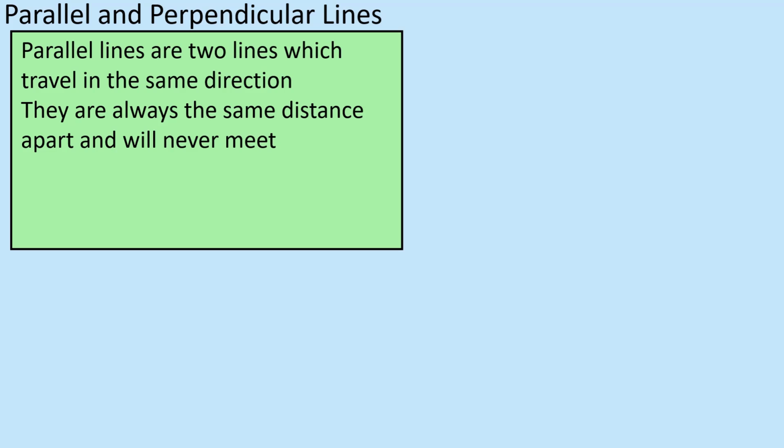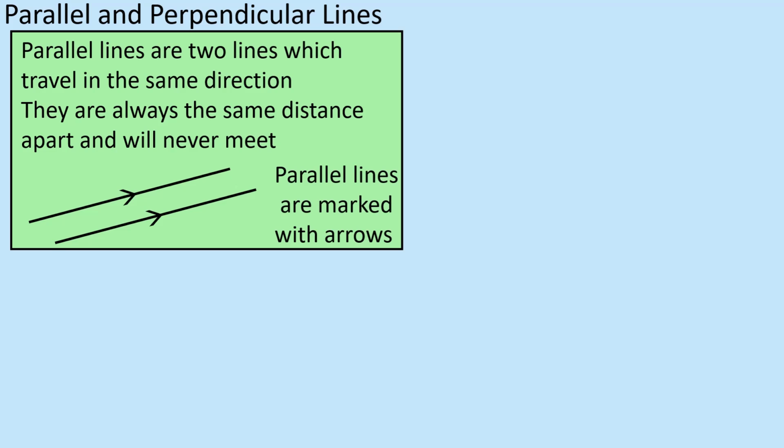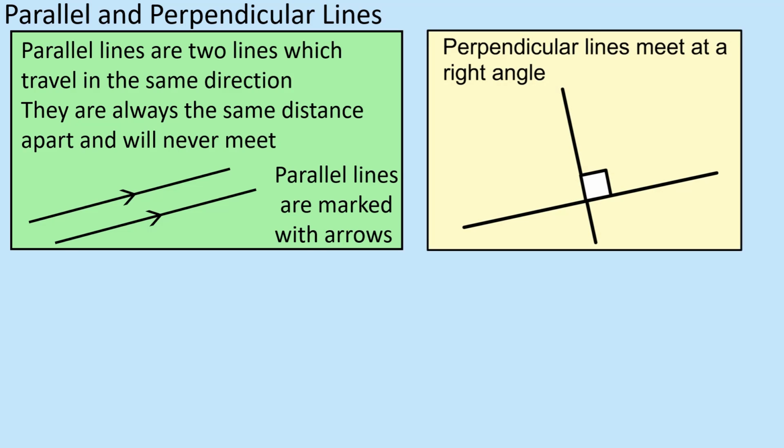So parallel lines are two lines which travel in the same direction, but always keep the same distance apart and will never meet. The notation you are looking for is the little arrows to tell you that they are parallel, sorry, not perpendicular, parallel. So that's what you're looking for to say that they're parallel, it's marked with arrows. Perpendicular lines meet at right angles.